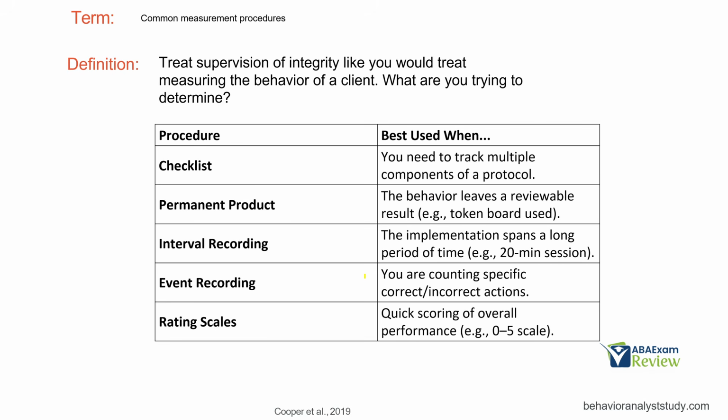Event recording. You're counting specific correct, incorrect actions. Now we're getting down pretty nitty gritty. They were doing this correctly, yes or no. Rating scales. How about just a quick scoring of overall performance? How was reinforcement delivery? How was the feedback? How was the rapport? How was the SD delivery? How was prompt delivery? How was the intervention consistency? All these things you can rate, and this is a good way to provide feedback for your technician as well. Remember, we're using all this information to later model and train the technicians to get better.